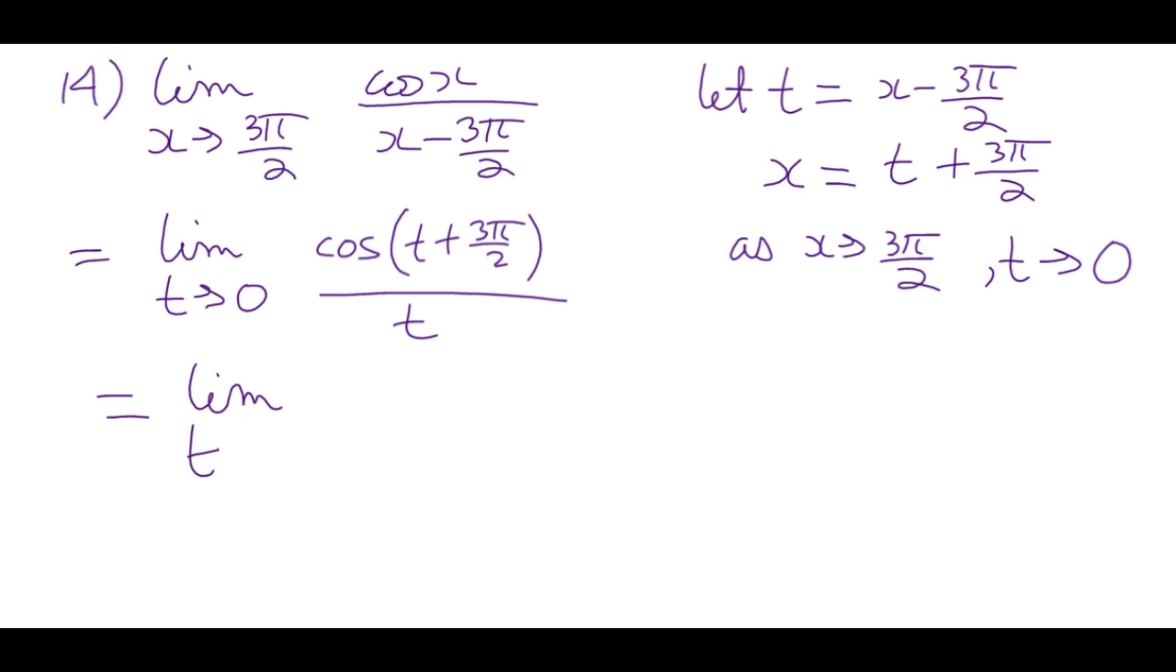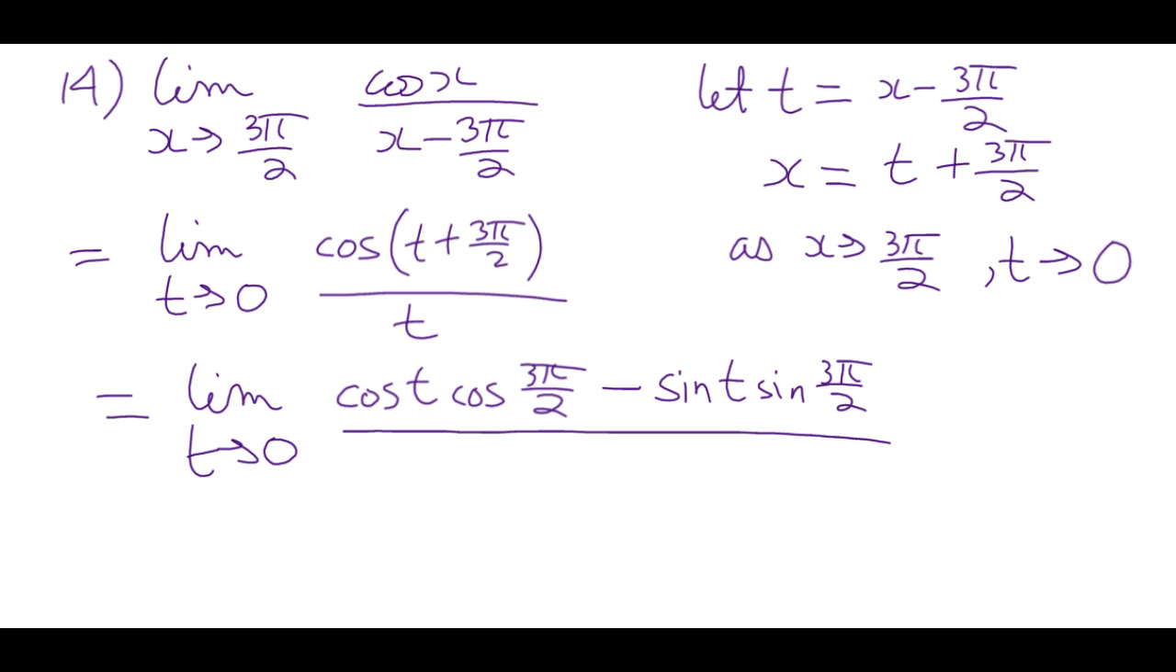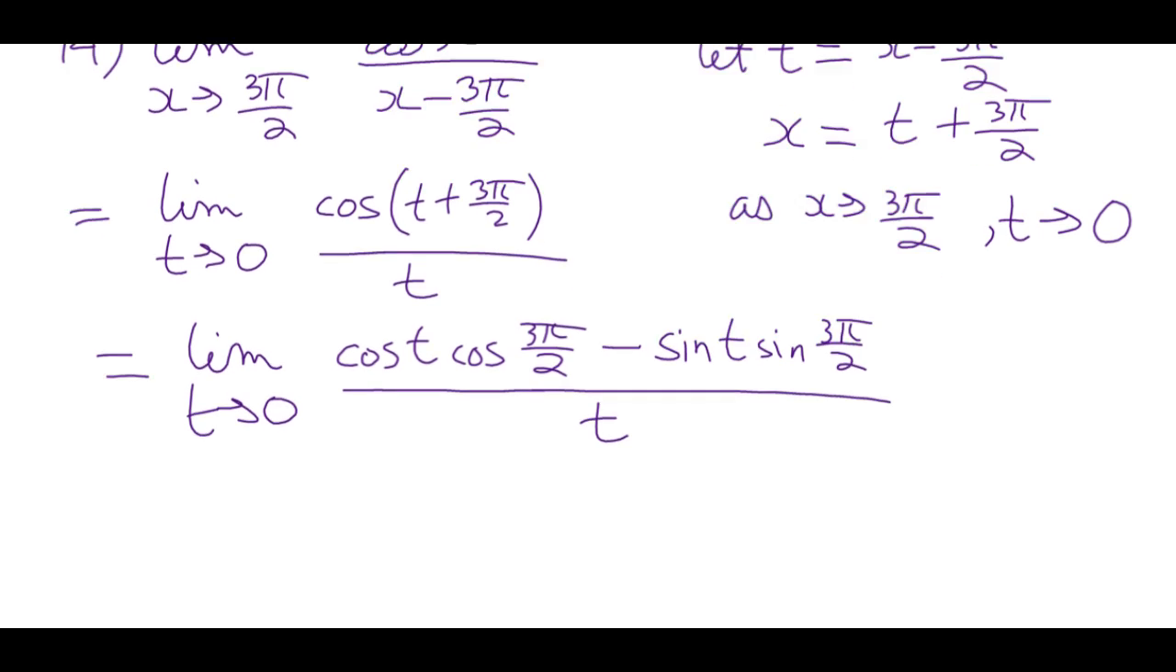Okay, so I'm going to use the formula sheet. So it's the limit as t approaches 0 of, okay, so this goes cos t cos 3 pi over 2, and then since it's a plus, then it's minus sine t sine 3 pi over 2, all over t.